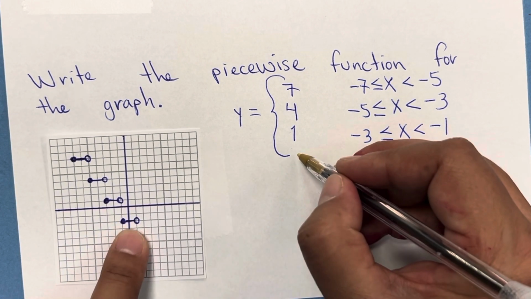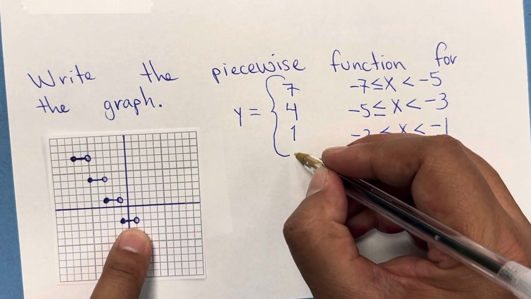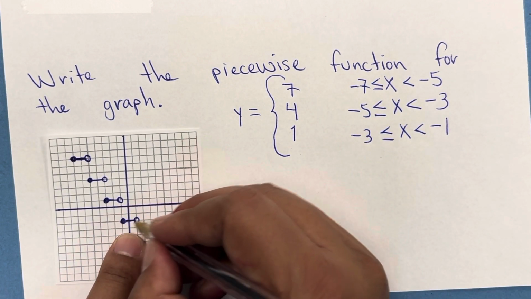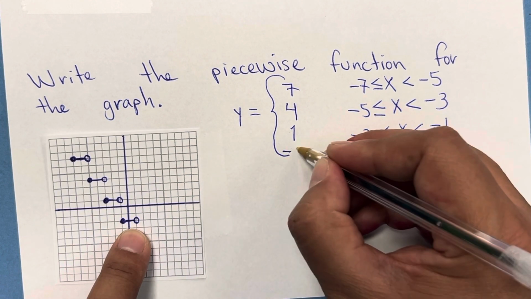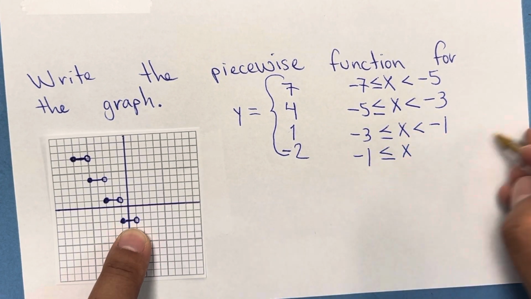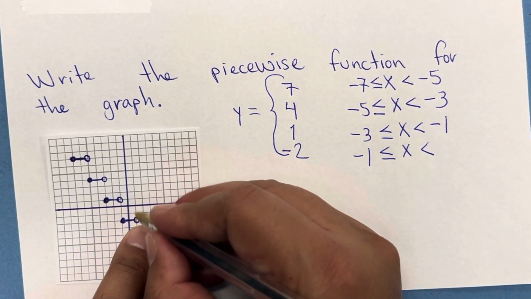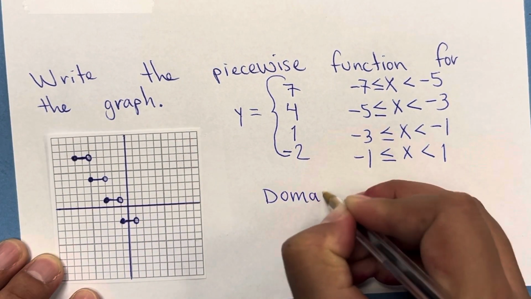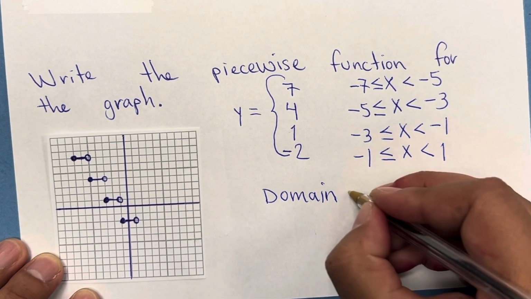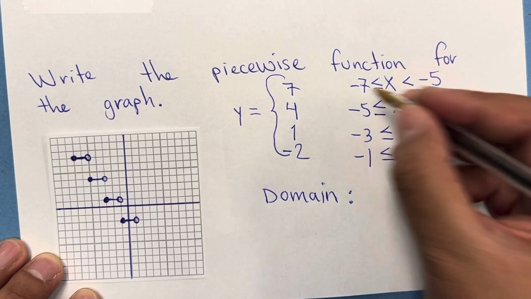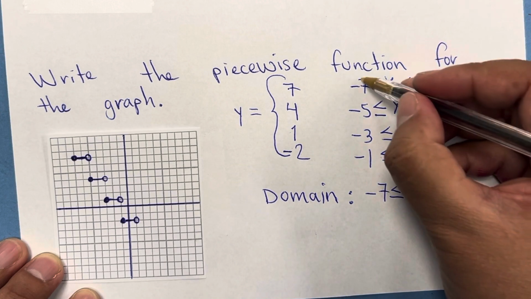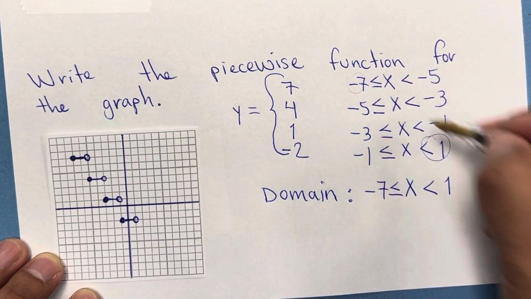And for the last one, the last piece of this piecewise function, or more specific, it's a step function. It's at -1, -2 for y. So -2 when x is greater or equal than -1, but less than +1. The domain, remember that if they are aligned, we can just say that x is greater or equal than -7, but less than 1. We're just going to get the first one and the last one.